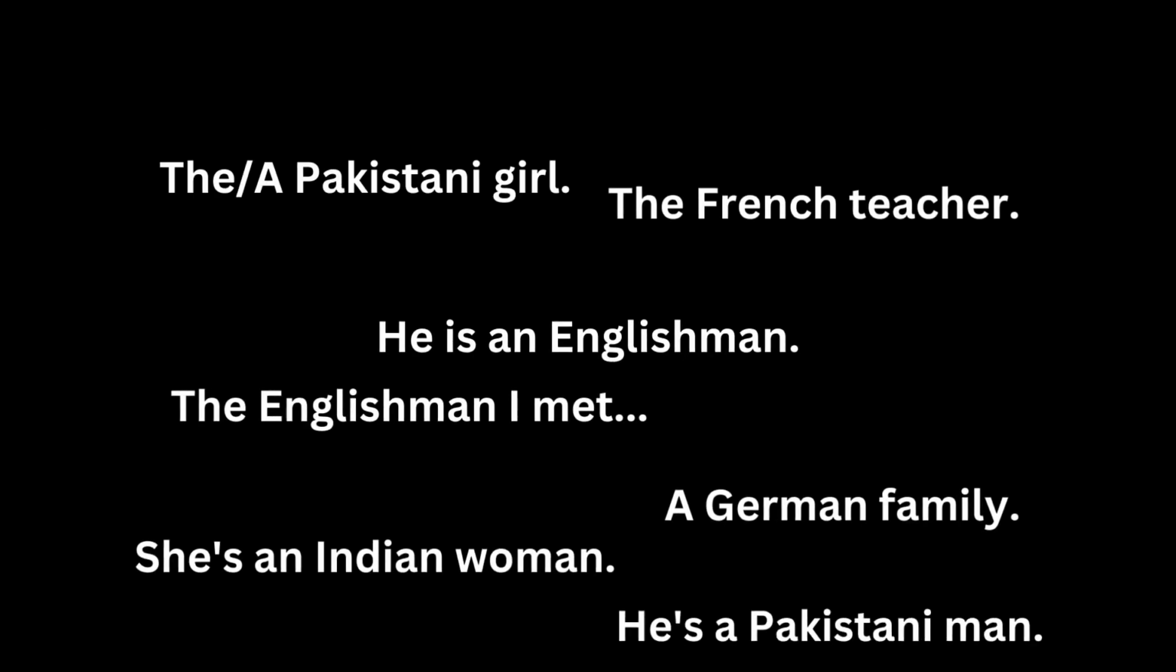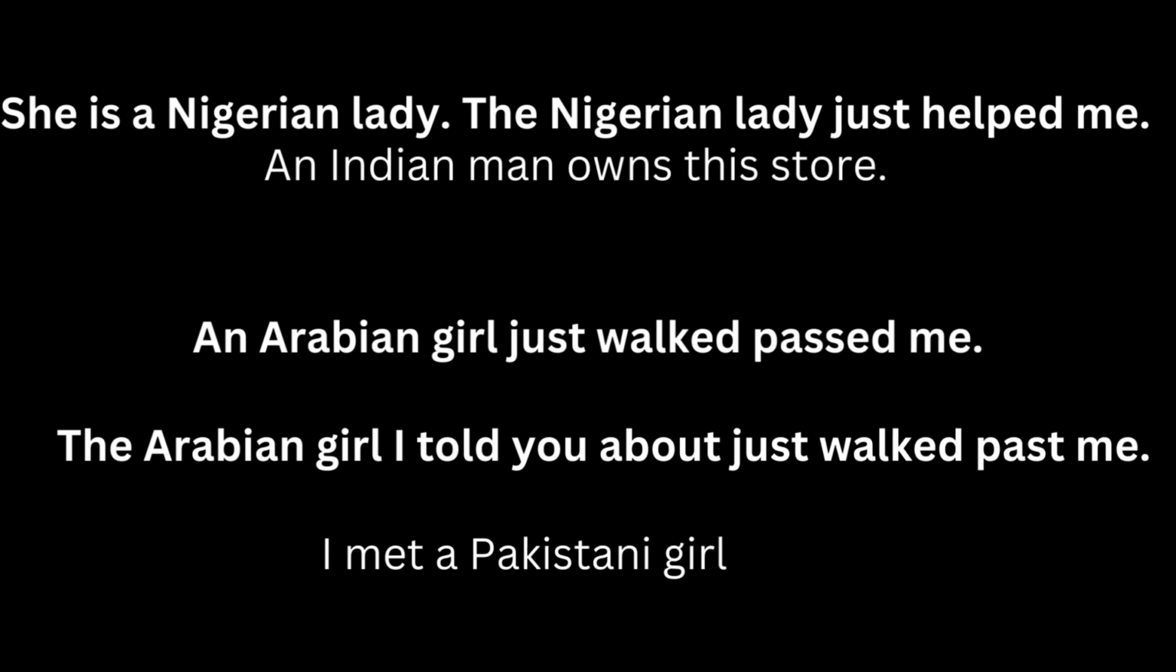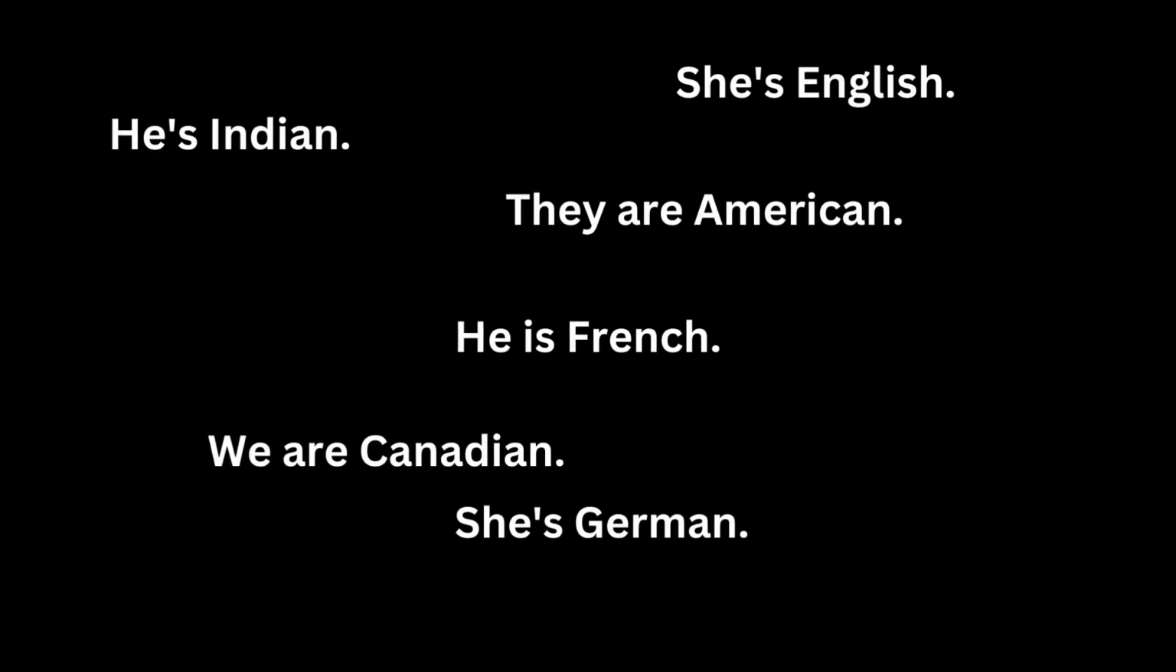Okay, for nationalities, again, for nations, for countries, no, we will not say the France or the Pakistan or the India. It's just France, Pakistan, India. Why? Because these are names of countries. But the Indian woman, the Pakistani man, the French teacher. So you see, when you are referring to a nationality of a particular person, then you tend to use the definite article.